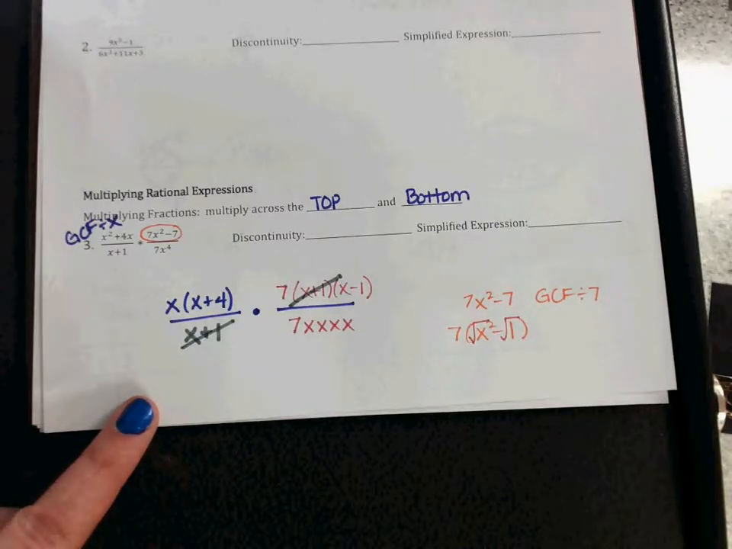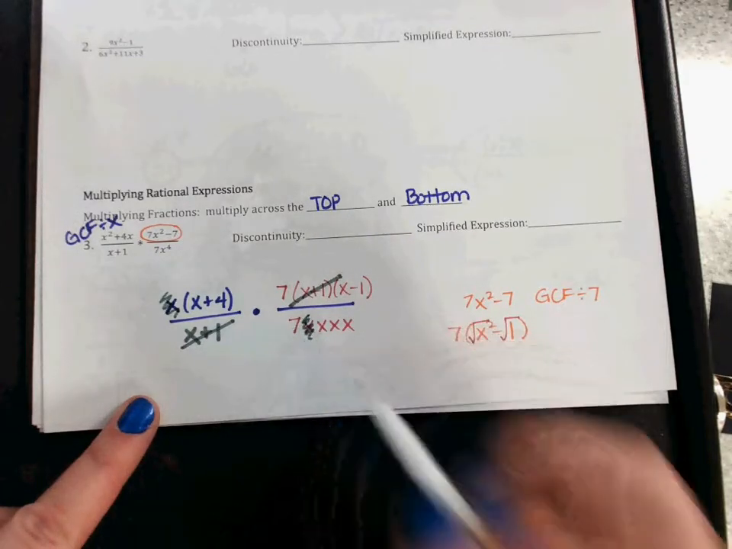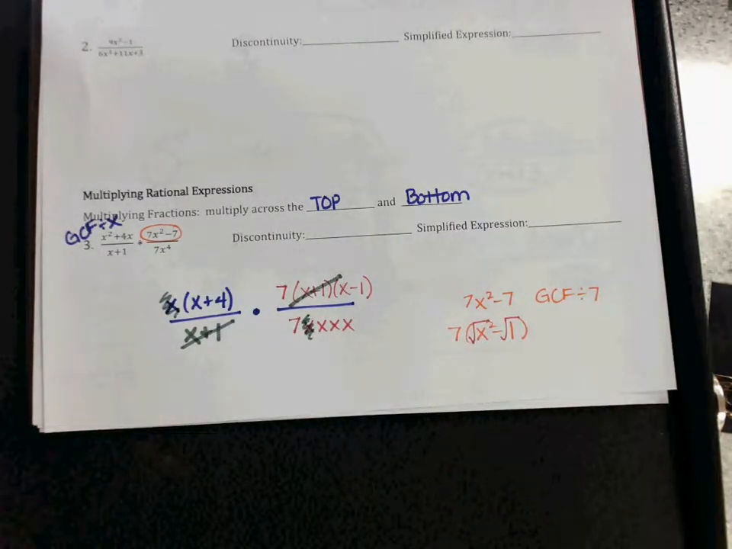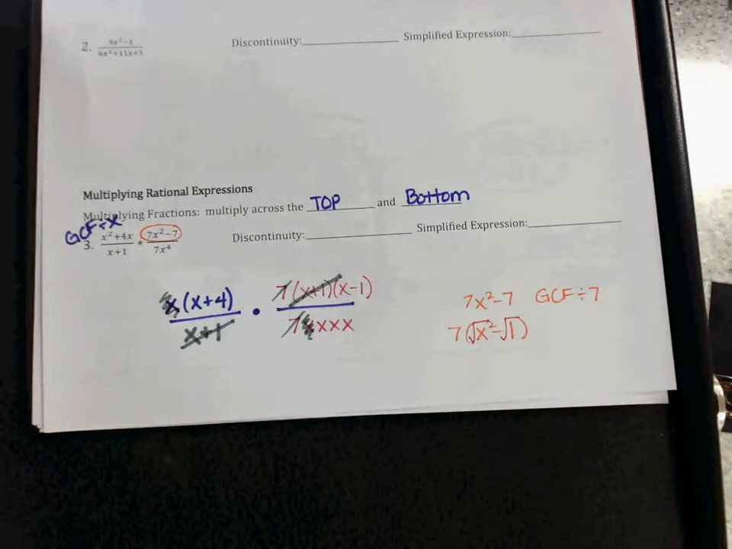An x. Very good. So this x and this x can cross out. Now keep in mind, I'm still going to have 3 left over on the bottom. Okay, but one of them can go away. Then there's also one other thing that can cross out. It's a number, though. The 7s. Okay, those can go away too.